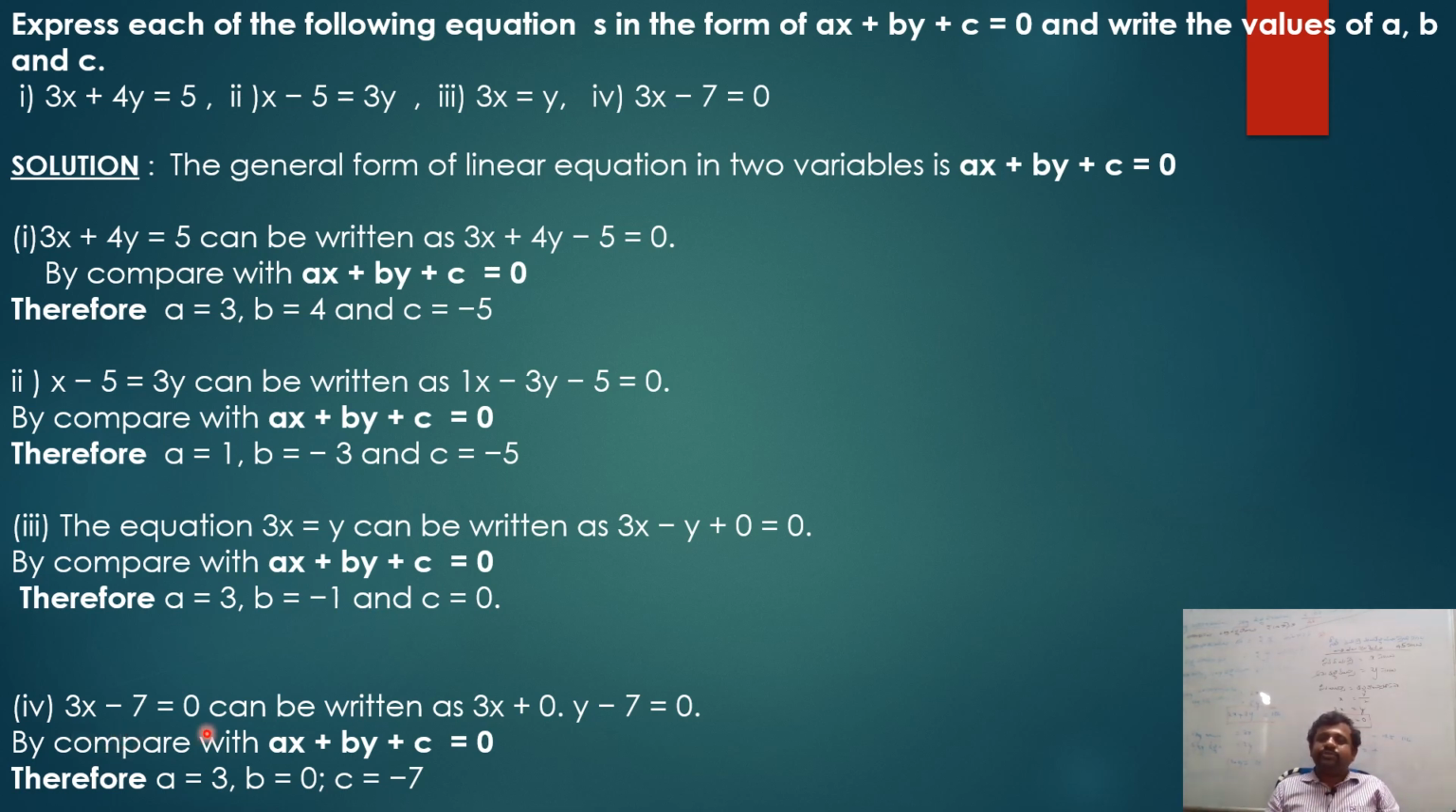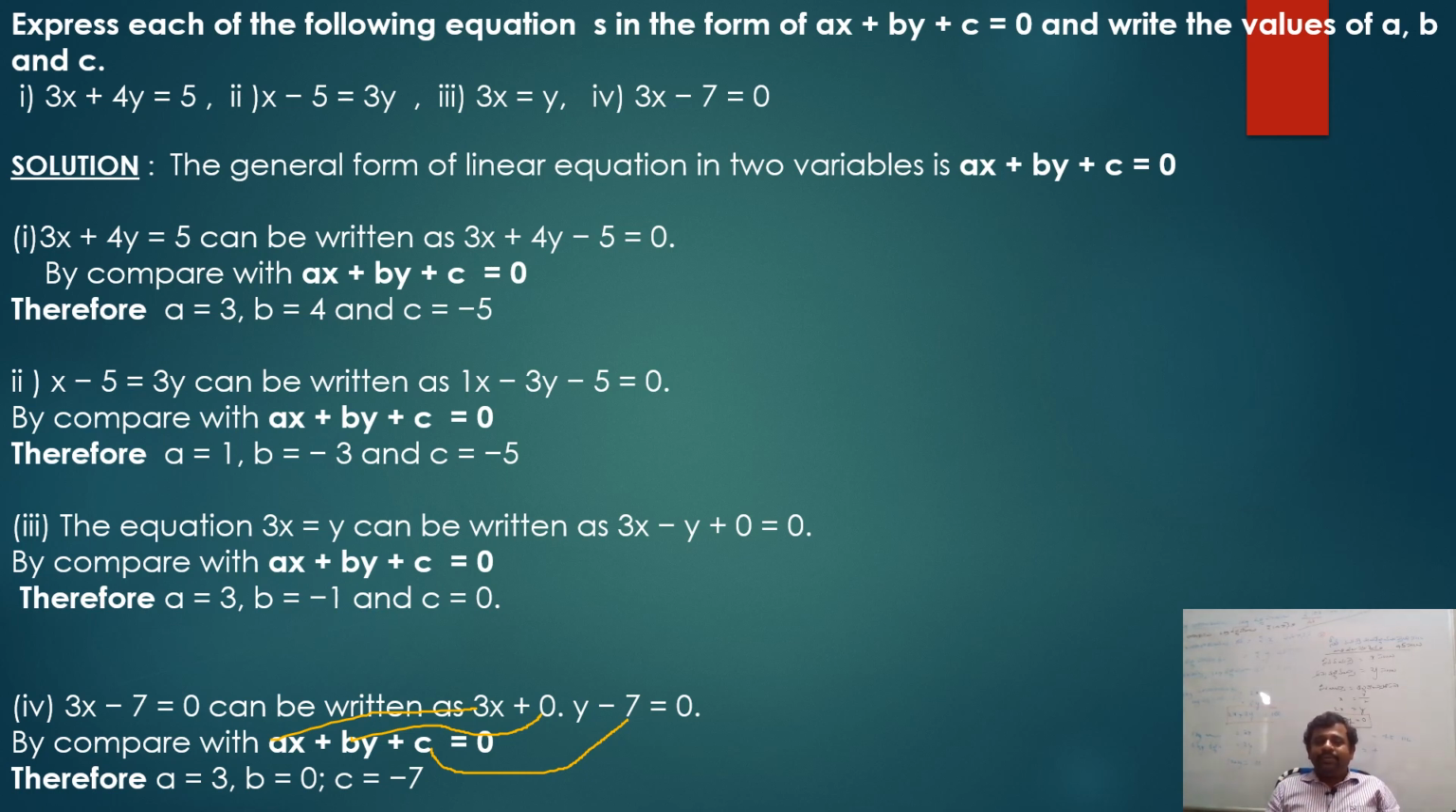So 3x minus 7 is equal to 0. Here, there is no y term, so we can write this as 0 into y, that is 0y. 3x plus 0y minus 7 is equal to 0. By comparing with ax plus by plus c is equal to 0, a is equal to 3, b is equal to 0, c is equal to minus 7.